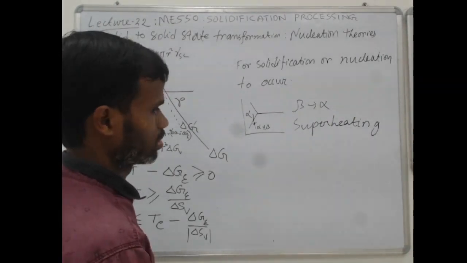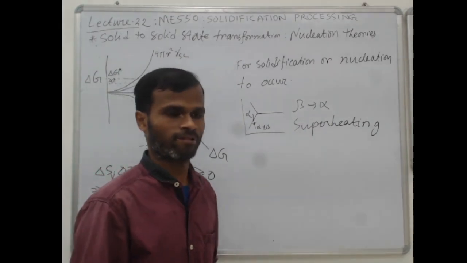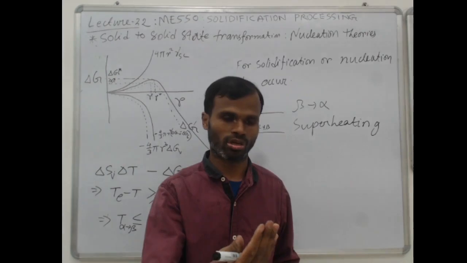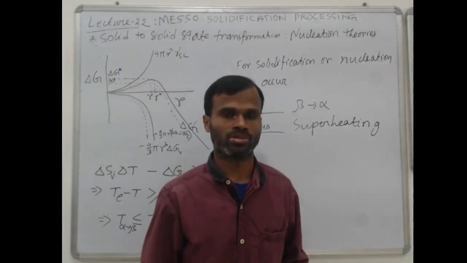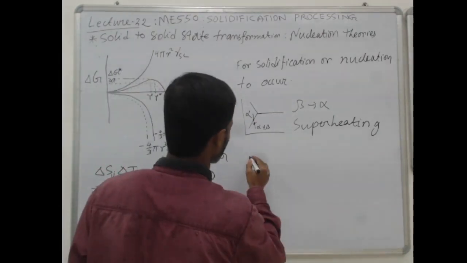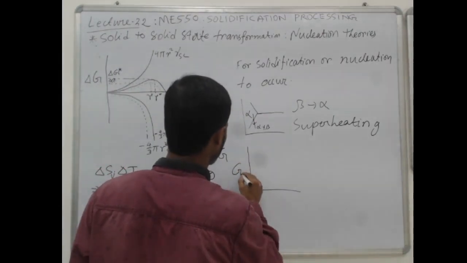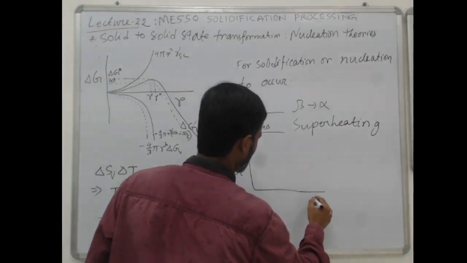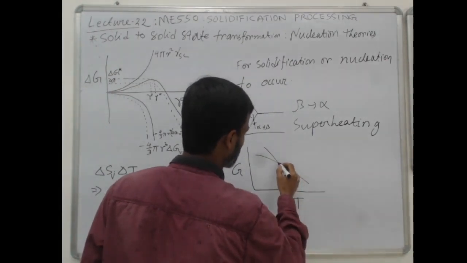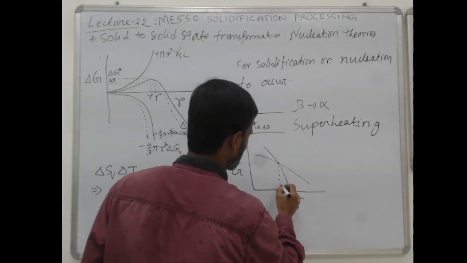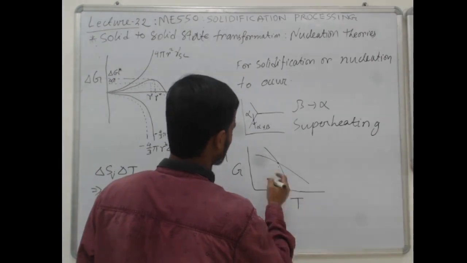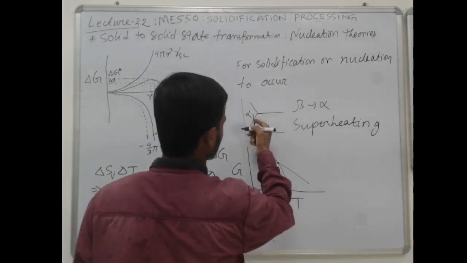Whatever the transformation involved, whether it is liquid to solid, alpha to beta or beta to alpha, one thing we know is that the free energy will always decrease. So if we plot the free energy versus temperature diagram, say this is the equilibrium temperature.